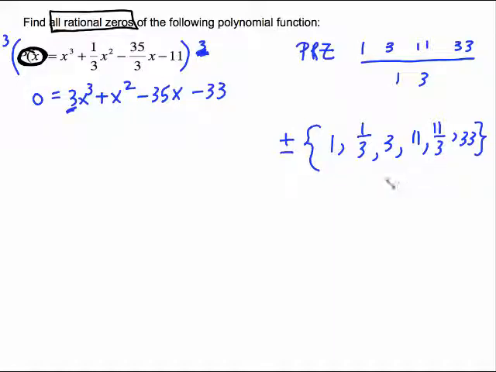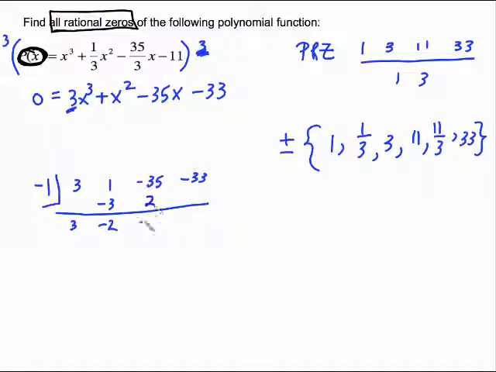Now, I'm doing this from the standpoint of my instructor does not allow me to use a graphing calculator. So I would need to do synthetic division with 1, -1, 1/3, -1/3, 3, -3, until I find a 0 that unlocks the door for me. So I'll tell you, just to save a little bit of time, -1 is a 0 that works. So -1, 3, 1, -35, -33. Bring down the 3 and start your synthetic division. -1 times 3 is -3. Gives me -2. Multiply gives me positive 2. Negative 1 times negative 33 is positive 33. There's my 0, which verifies that negative 1 is a 0.